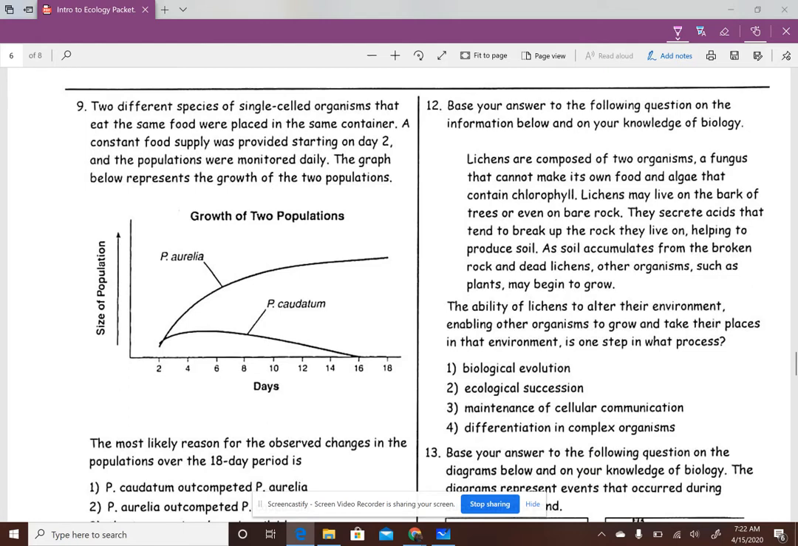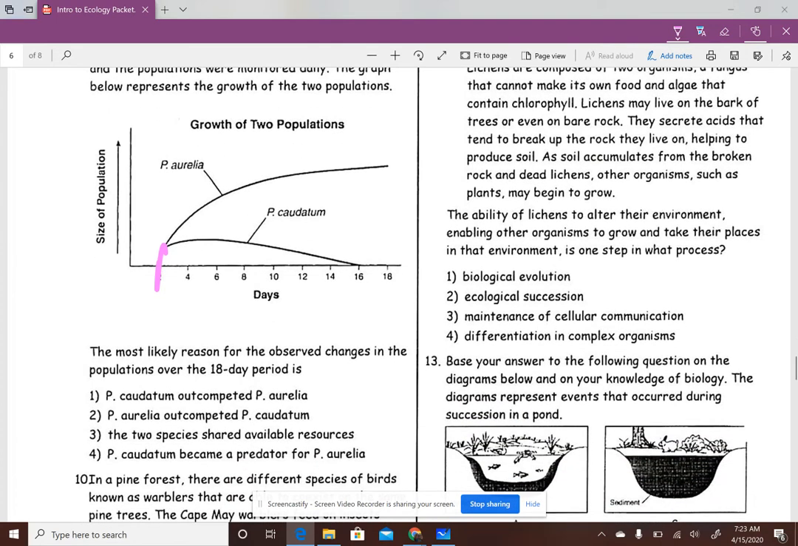Number 9, so we have 2 different species of a single-celled organism that eat the same food. So if we're eating the same food, we're going to be having competition. Typically, if you're eating the same food, you're going to occupy the same niche. So they are placed in the same container. A constant food supply was provided starting on day 2. You can notice here's day 2. And the populations were monitored daily. The graph below represents the 2 populations. We can see here that this one definitely did better than that one. So which statement here goes along with that idea?